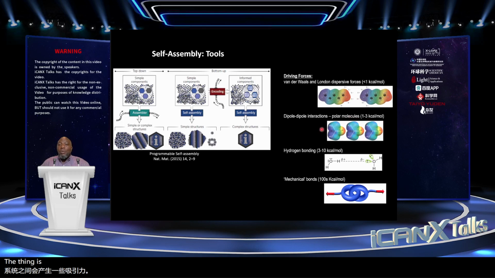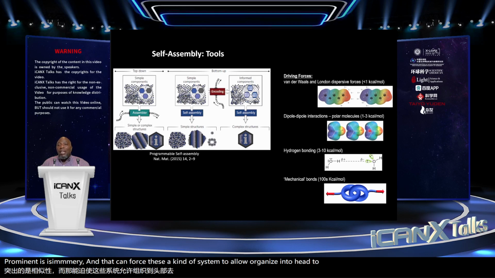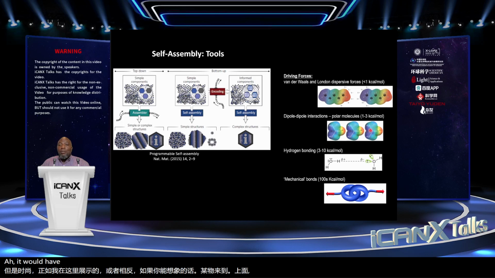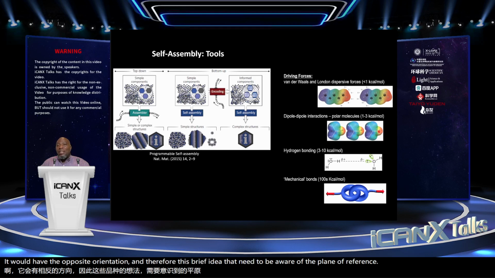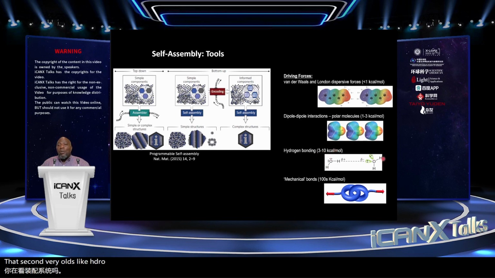The other thing is that we can introduce systems that have asymmetric distribution in electron density, permanent asymmetry, and that can force this kind of system to either organize into head-to-tail fashion, as I'm showing here, or in the opposite. If you can imagine something coming on top, it would have the opposite orientation. And therefore, this brings the idea that you need to be aware of the plane of reference that you're looking at the assembling system. Other secondary bonds like hydrogen bonds and aurophilic bonds can also become very useful.